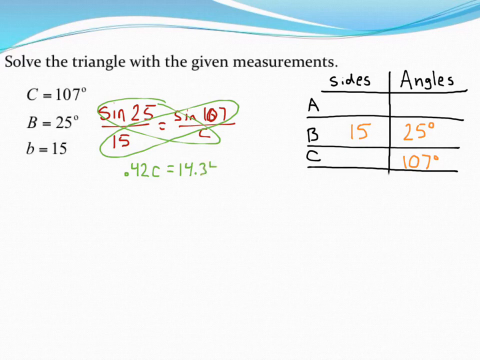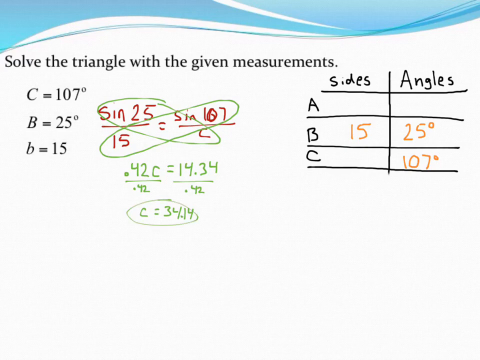Again, the more decimal places you can use, the more accurate your answer will be. In fact, I use the full number that comes up on my calculator. I'm just writing down what I had rounded. From there, solve like normal. So divide both sides by 0.42, and I'll find my first missing side. That comes out to be about 34.14. Let's go ahead and add that to the chart.